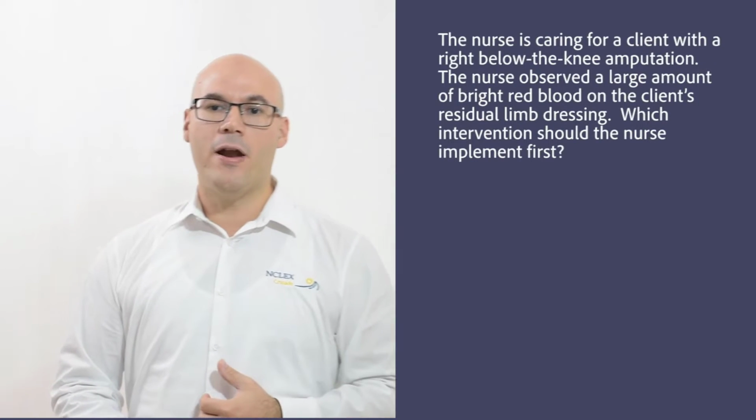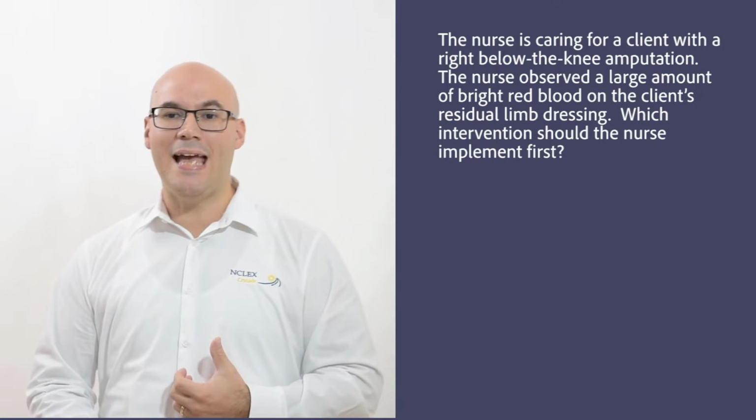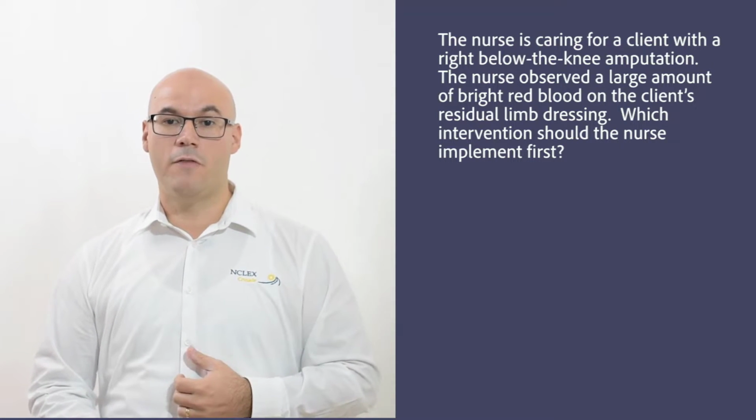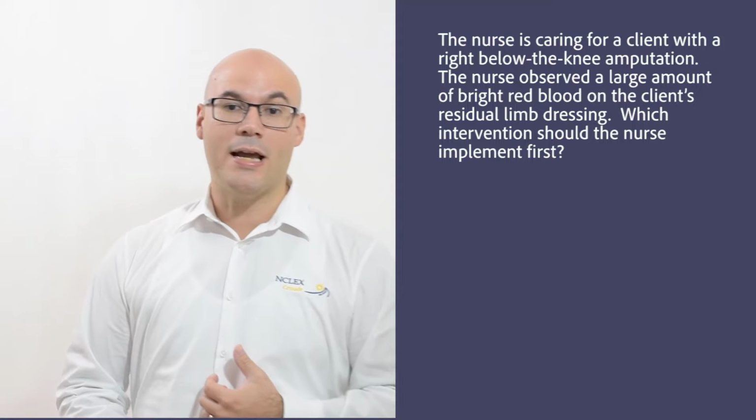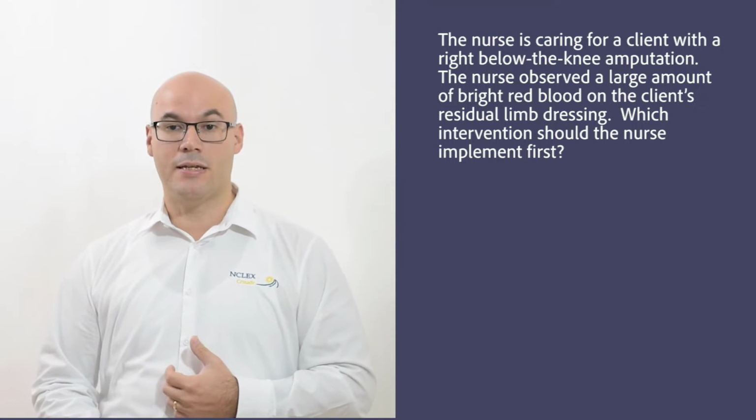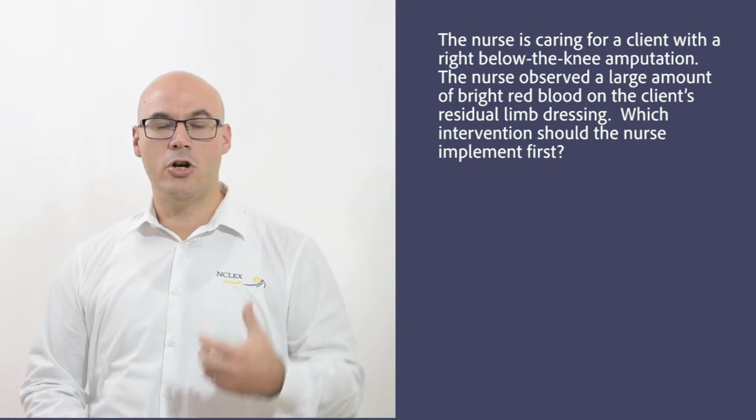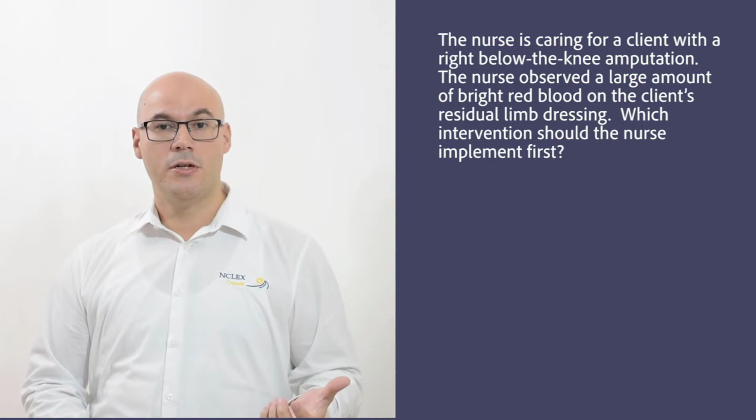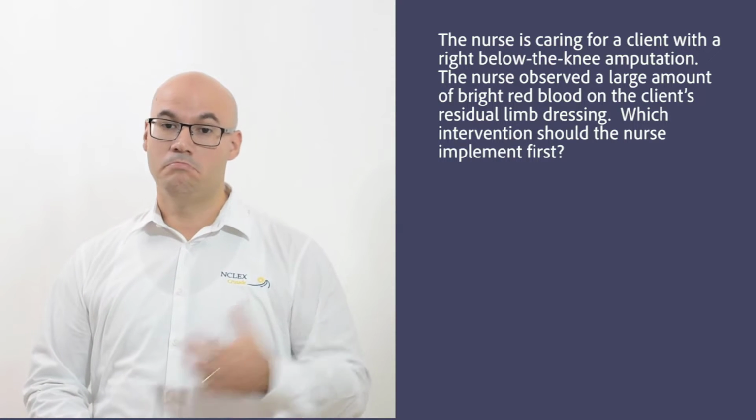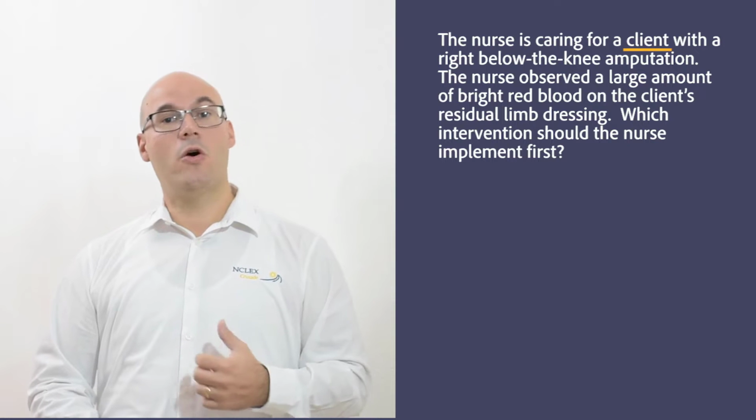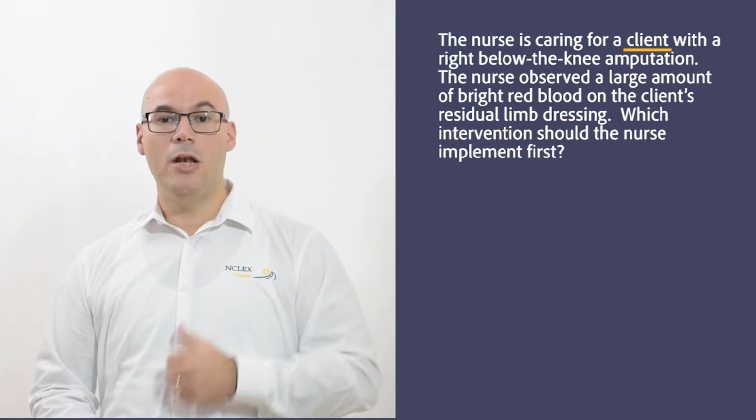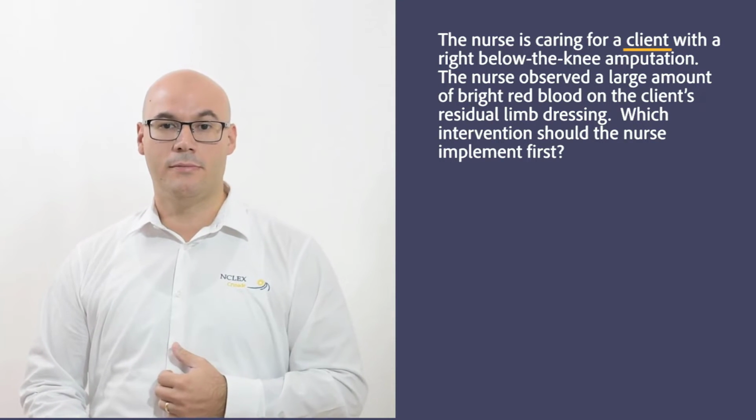The nurse is caring for a client with a right below the knee amputation. The nurse observed a large amount of bright red blood on the client's residual limb dressing. Which intervention should the nurse implement first? So who is your patient? A client. What is going on with your patient? A right below the knee amputation.